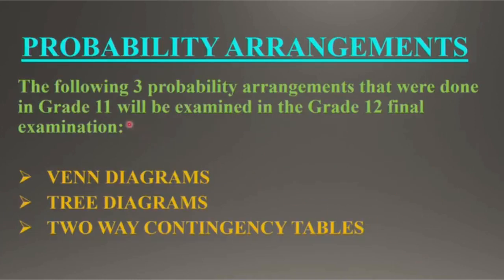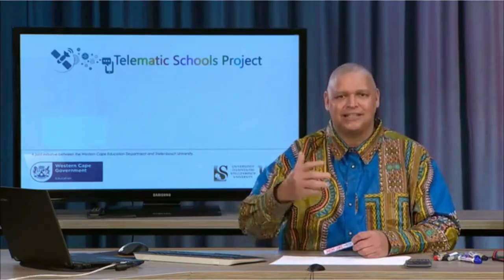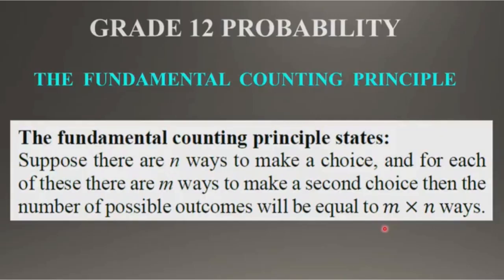Now, the following 3 probability arrangements that were done in grade 11 will be examined in the grade 12 final examination: Venn diagrams, tree diagrams, and two-way contingency tables. And we can throw in probability questions attached to those arrangements as well. Now, we come to this grade 12 concept, the fundamental counting principle.